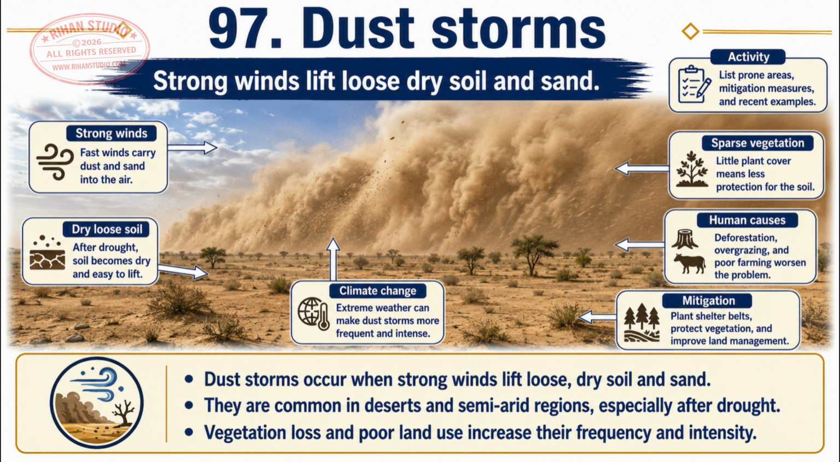A dust storm occurs when strong winds lift large amounts of loose, dry soil and sand into the air. They are common in deserts and semi-arid regions after long droughts, when the soil is dry and there's little vegetation to hold it. Often worsened by deforestation, overgrazing, and poor farming. Climate change and extreme weather are making them more frequent and intense.